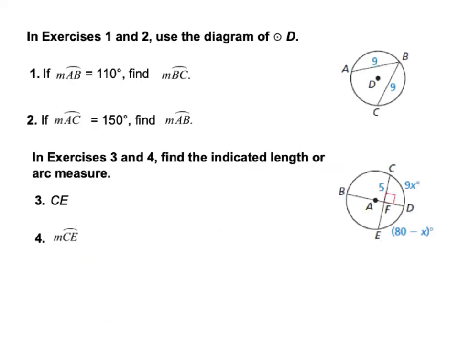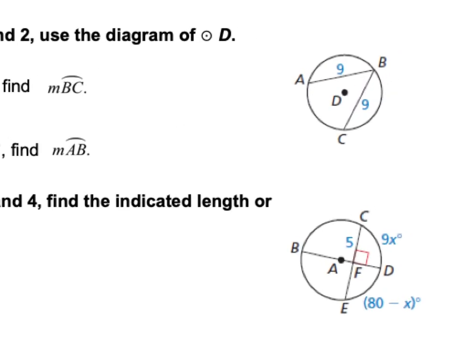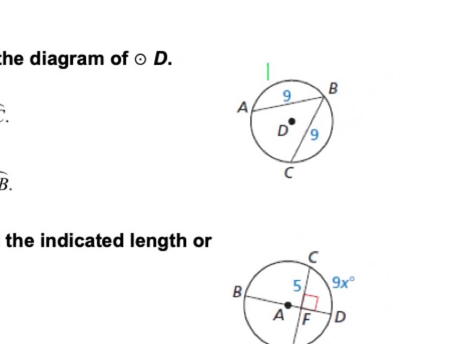Okay, let's keep moving on here. Let's just look at a couple of practice problems here. So what we have is the measure of arc AB is 110 degrees. So let's come over to our diagram and label that. That's 110, not 100, 110 degrees.